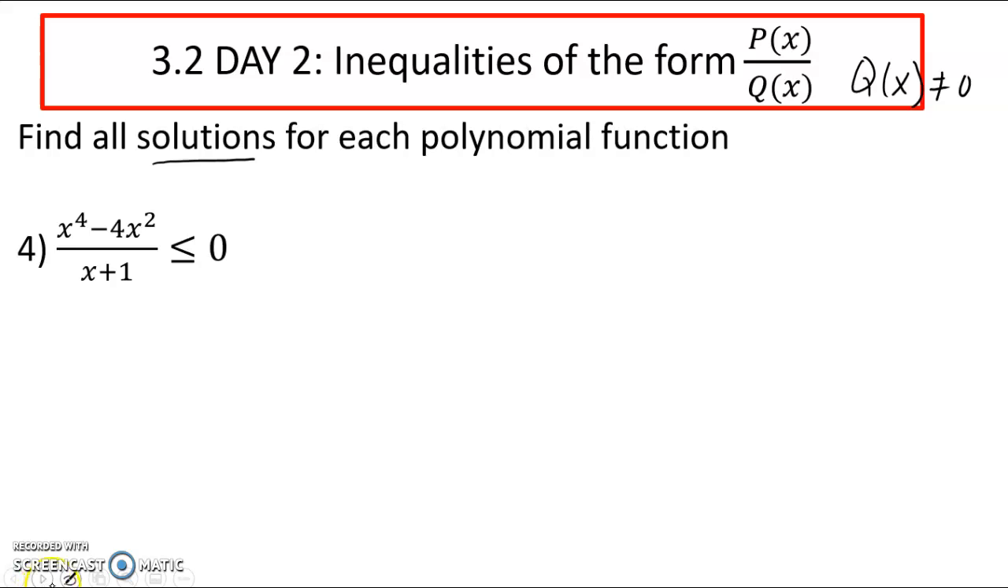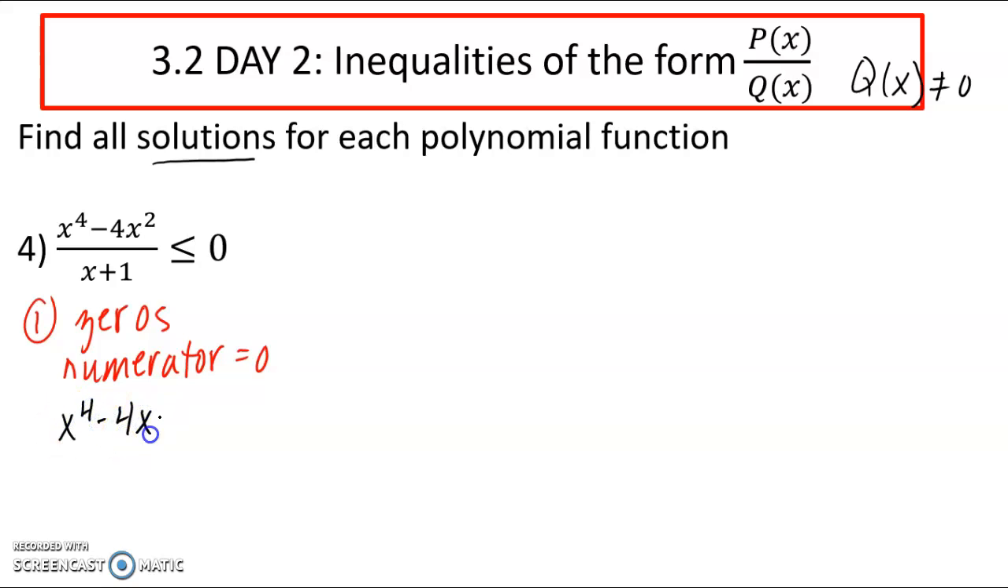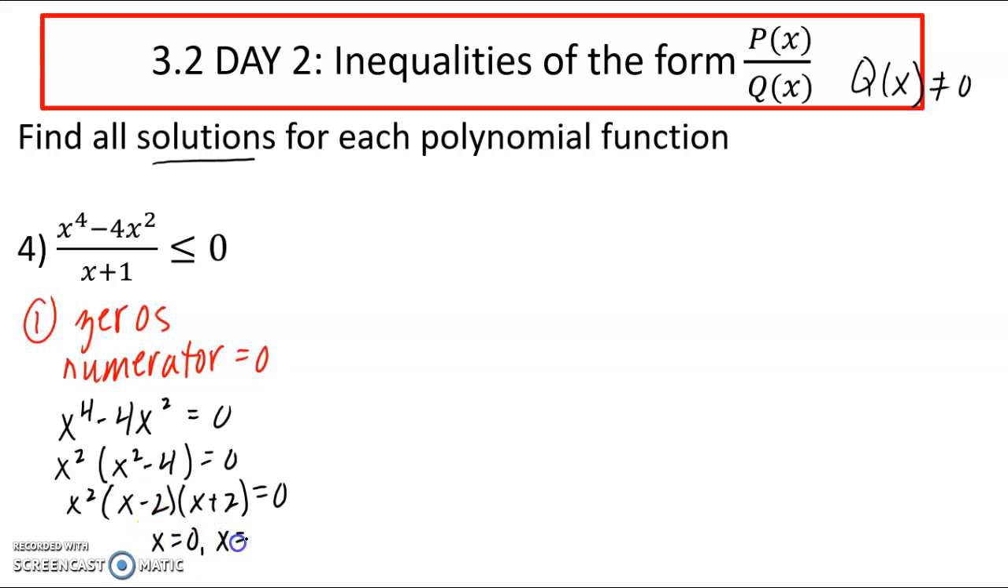First, we have to identify the zeros of the function. So the zeros, the x-intercepts, are when the numerator equals 0. Okay, so I take my numerator, I set it equal to 0. We can disregard the inequality for right now because we're just finding the x-intercepts. GCF of x squared, that leaves me with x squared minus 4. X squared minus 4 is the difference of perfect squares. So I have 3 zeros: x is equal to 0, x is equal to 2, and x is equal to negative 2.